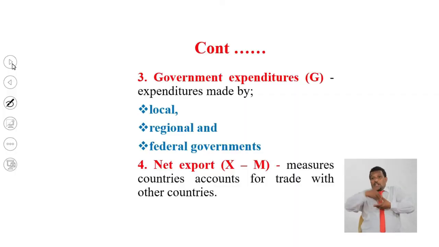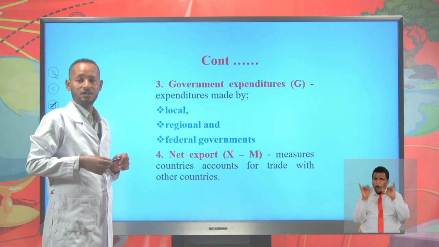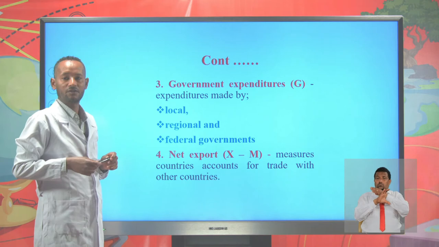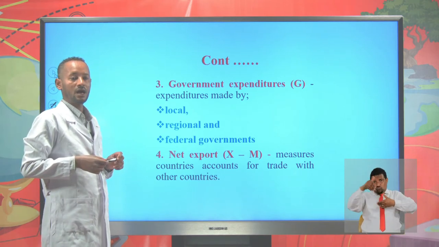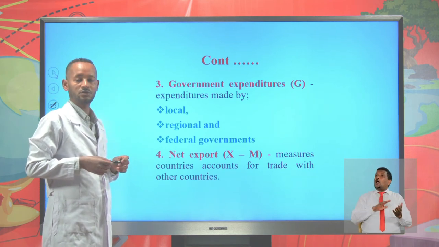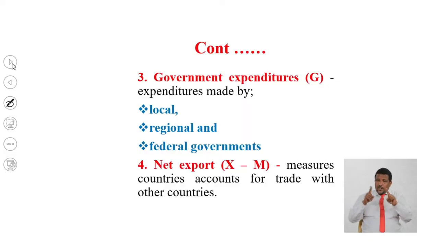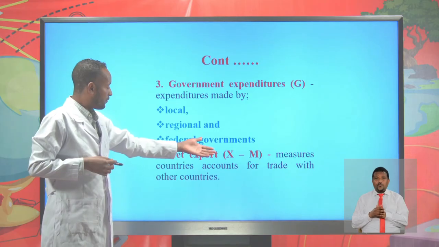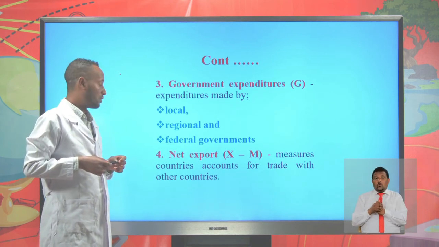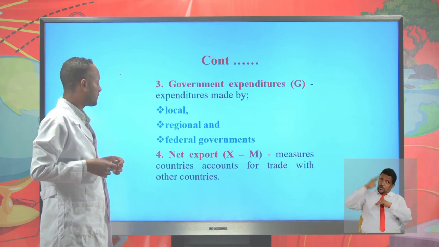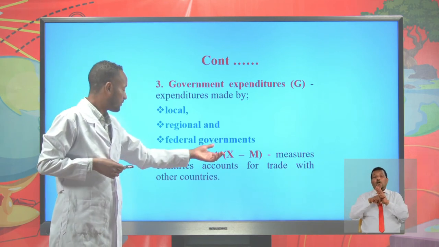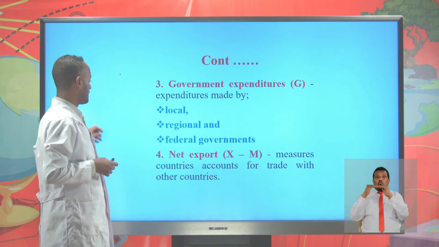Government expenditure is another component of measuring GDP using the expenditure approach. In this case, we will add all the expense made by local government, regional government, and federal governments. The last component of measuring GDP using the expenditure approach is net export. The net export is the difference between export and import. If the value of export is greater than the value of import, the net export will be positive. But if the value of import is greater than the value of export, then the net export will be negative. But if the value of export is equal to the value of import, then the net export is zero.